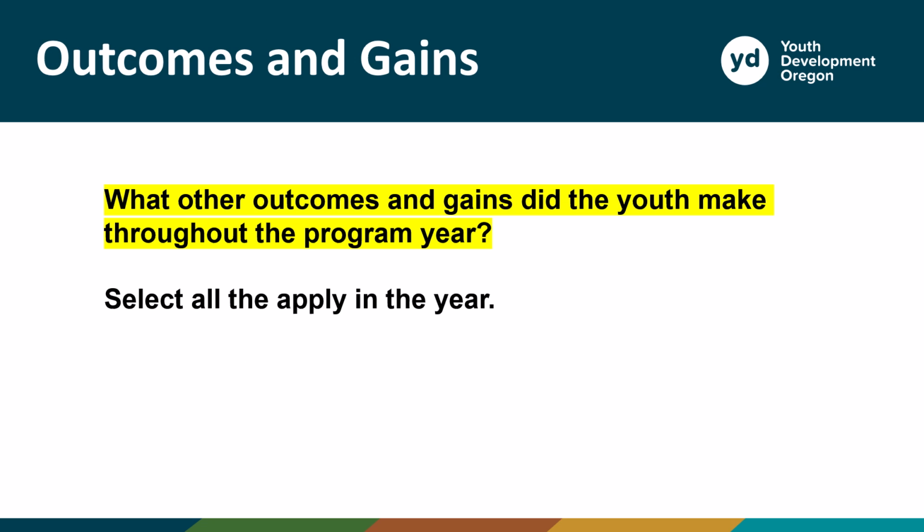And then finally, outcomes and gains. This is a select all that apply throughout the year. And this really kind of goes beyond just that academic progress. There's did the youth achieve a personal goal that they set? Did they strengthen their support network? And many other different options here. And so, what are the other outcomes and gains that the youth made while working with the re-engagement program throughout the year? Select all that apply on this element.